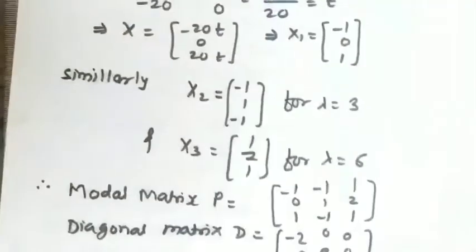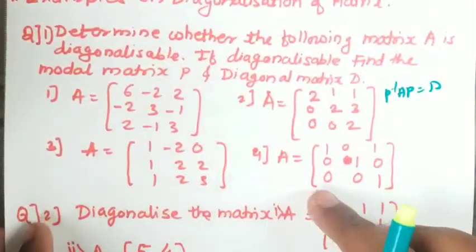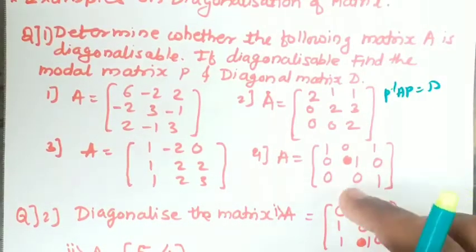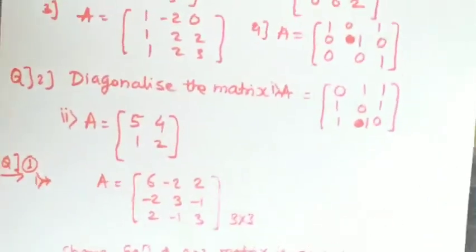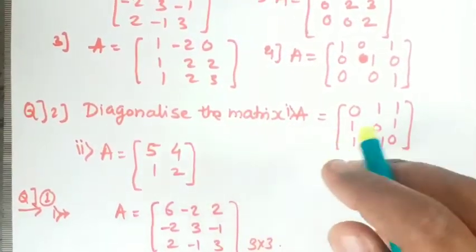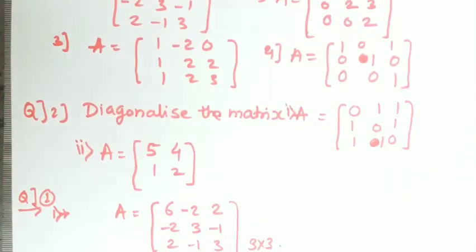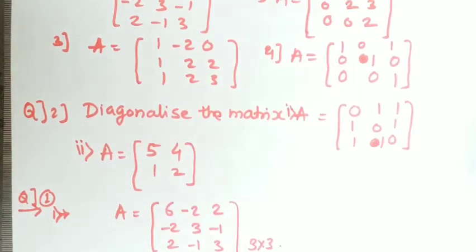Now a few problems I am leaving for you for practice. Problem number 2, you try to do on your own, and the next two are diagonalizable matrices. You just have to diagonalize them. In this case you don't have to calculate the geometric and algebraic multiplicity. Simply calculate the eigenvalues, the eigenvector corresponding to each eigenvalue, and write the modal matrix P and diagonal matrix D.